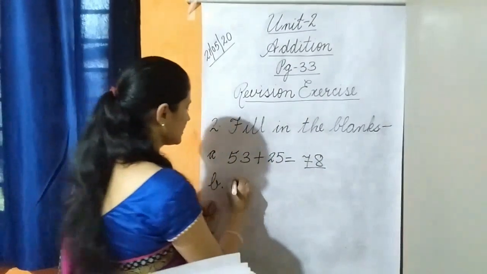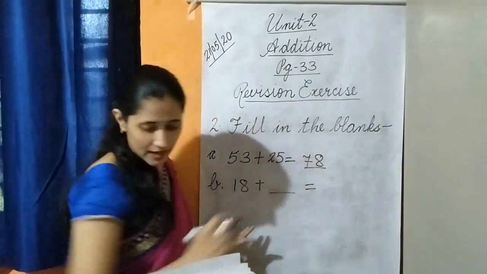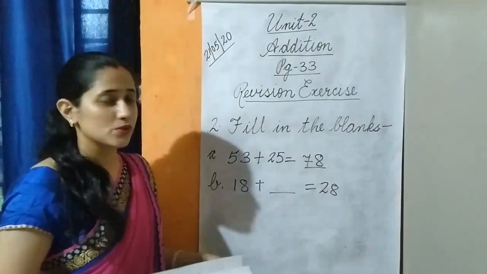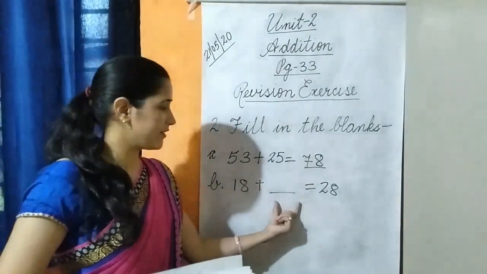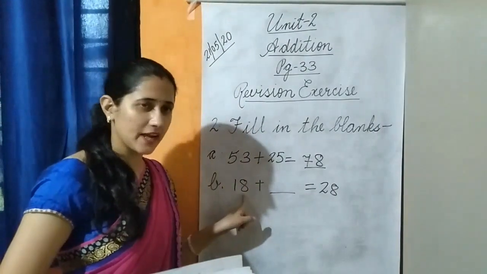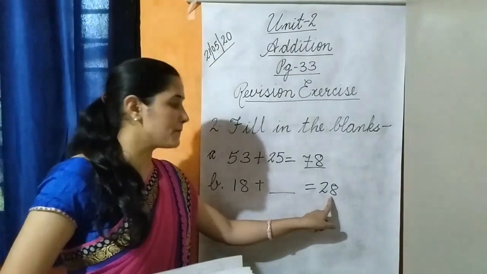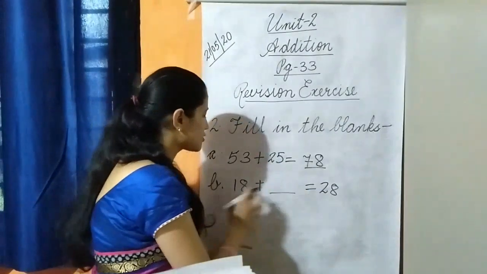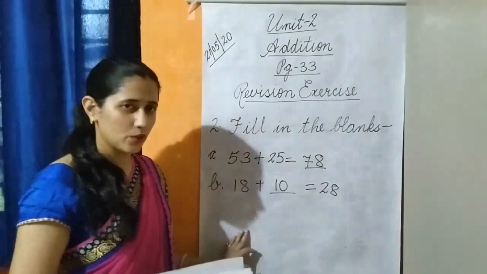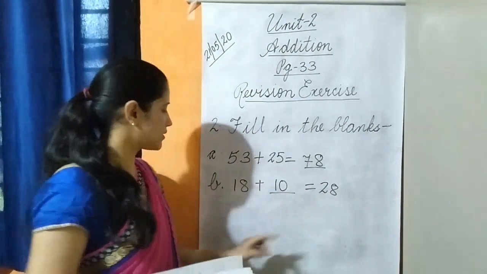B is 18 plus blank, the addend is missing here and the sum is 28. So we have to find out the missing addend. In that case we subtract the given addend from the sum. So 28 minus 18 will be 10. Now 18 plus 10 is equal to 28. Okay, students?